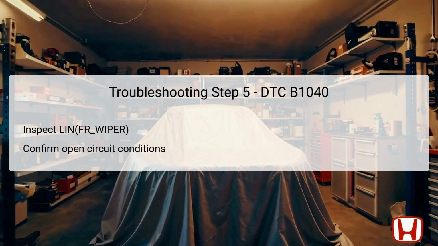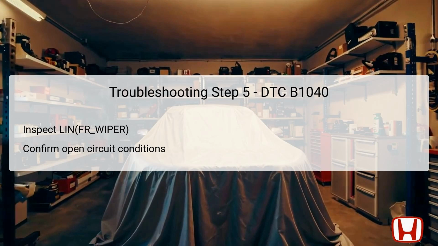Next, the troubleshooting steps focus on inspecting the local interconnect network, abbreviated as LIN, specifically the LIN FR wiper circuit. This communication bus allows the body control module, BCM, and the windshield wiper motor to share data and command signals. Using the multimeter, verify that this circuit is free from opens by checking for less than 1 ohm of resistance.